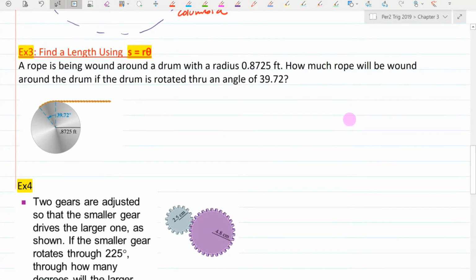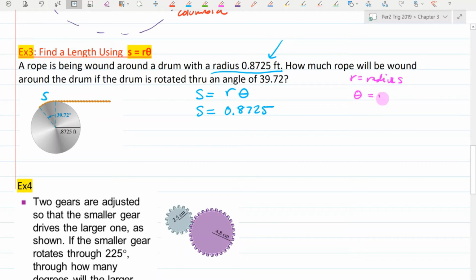Next part. Give you the formula. We have a rope. That rope is being wound around here by this drum. We have a radius of this. And so how much rope is going to be turned around? So we're going to be using S. So S is equal to R theta. And we have the radius of 0.8725. Remember, R equals radius, not radians.